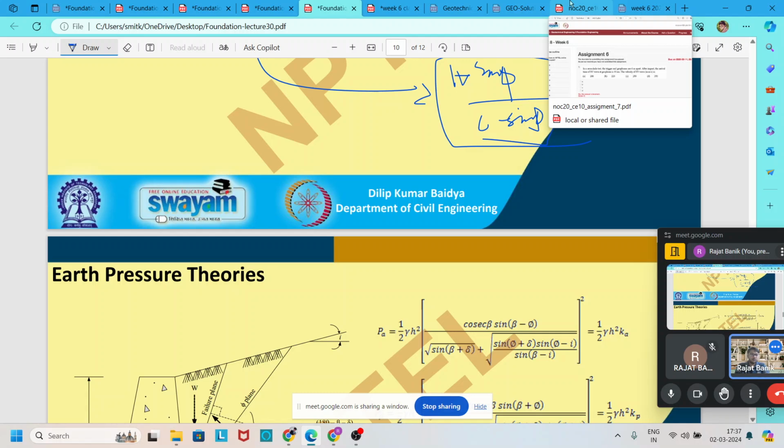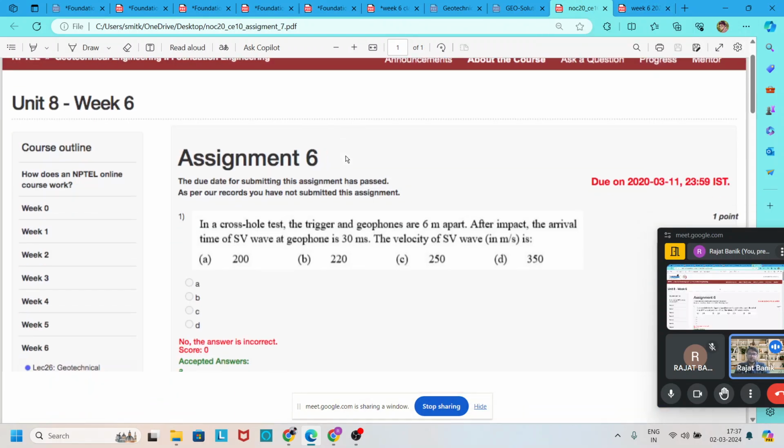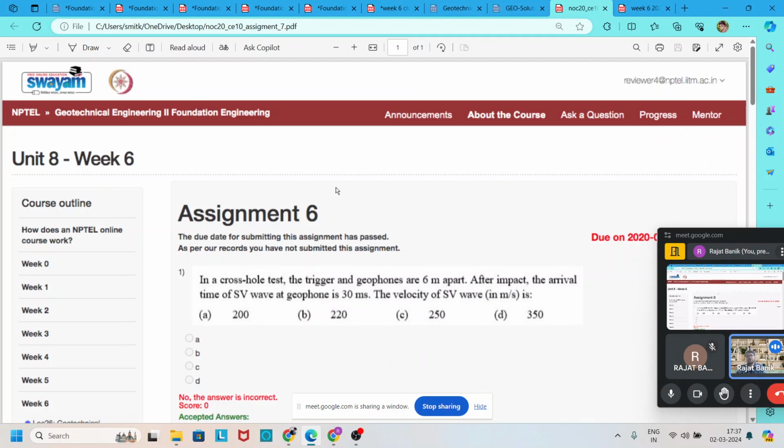Now there is a time to solve the previous year assignment problem, and also time is running out, so we have to be very quick. So I'm quickly moving on to the assignment problem. First we solve the assignment problem 2020. If time permits, we also solve the assignment problem 2023.